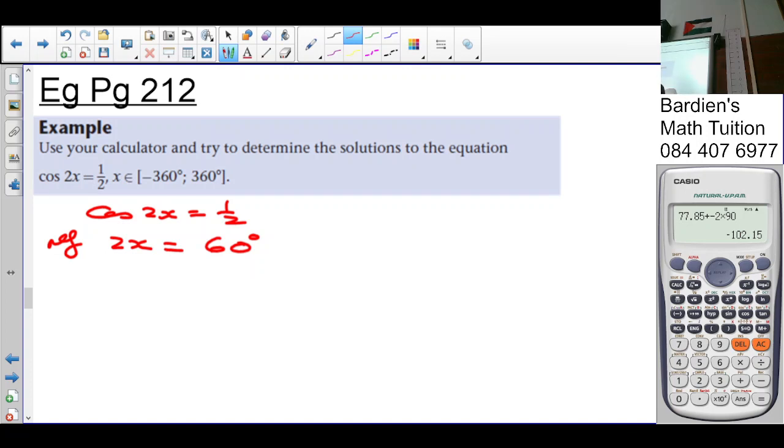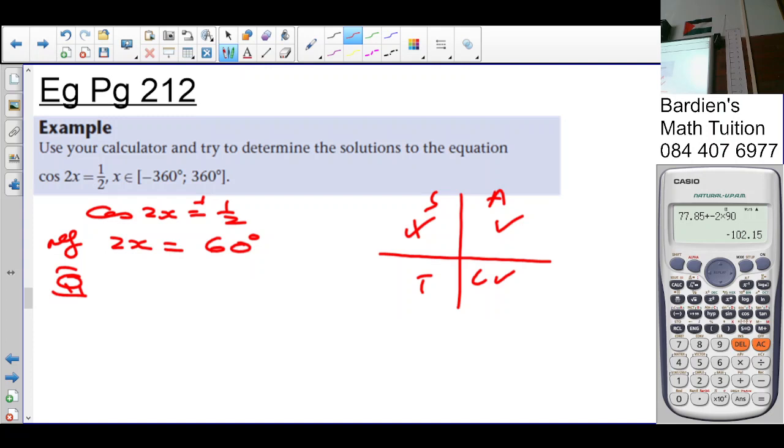So the question you should be asking yourselves in this case is in which quadrant is cos positive? It's all stations to clear one. First and foremost, let's go with quadrant 1. How do you get into quadrant 1? 2x is equal to 60 plus k times 360. Then we divide by 2. So you get 30 degrees plus k times 180.